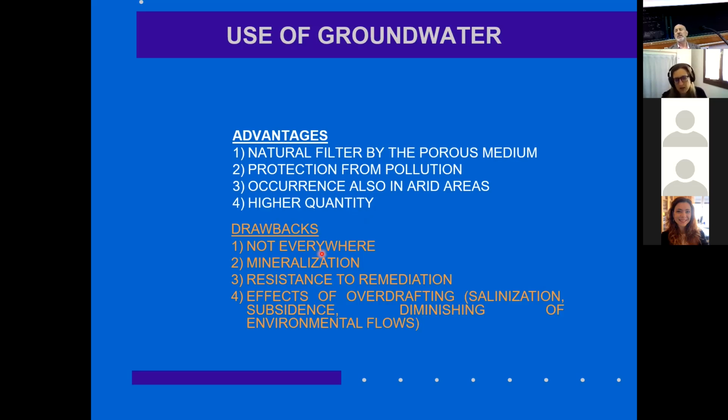There are obviously some drawbacks about the use of groundwater. Not everywhere is occurring groundwater. Sometimes groundwater is strongly mineralized, so it's full of salt and could also be naturally not drinkable. It's more difficult to remediate a contaminated aquifer respect to remediate from pollution a contaminated surface water system. And we have in some places strong effects of overdrafting, salinization, subsidence, diminishing of environmental flows. So also if we know that the use of groundwater has some advantages, we also see that groundwater in some places is subjected to a strong overexploitation.